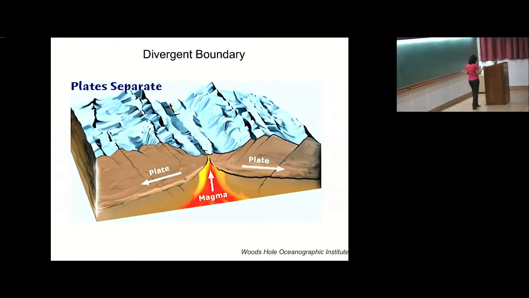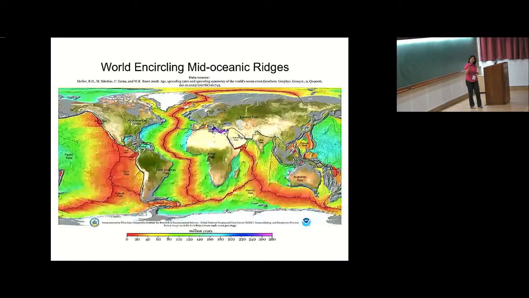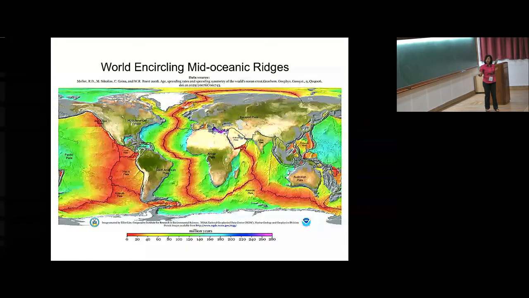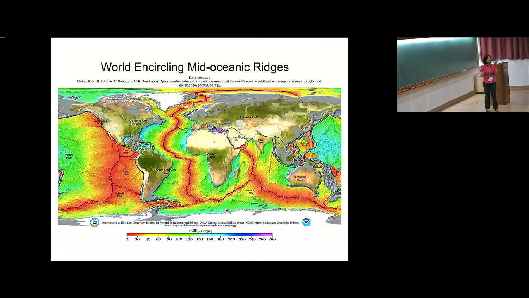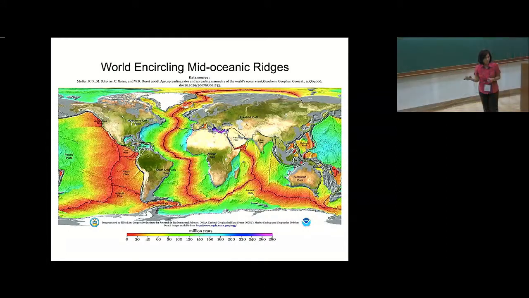And so I showed you this figure earlier. These are where the mid-oceanic divergent boundaries lie. So again, all this makes sense because oceanic crust is getting created. You have very young ages of rocks in these regions, right? And with time, as they spread apart, these rocks become older and older.